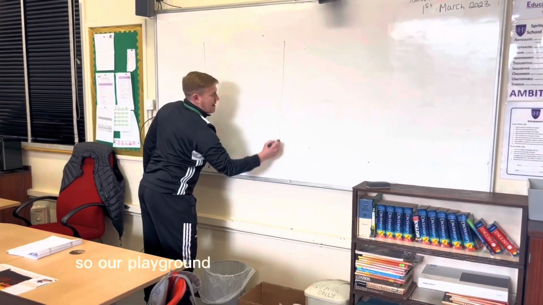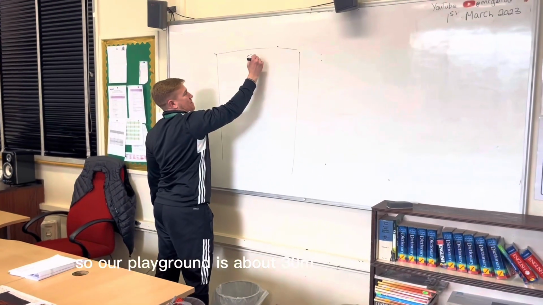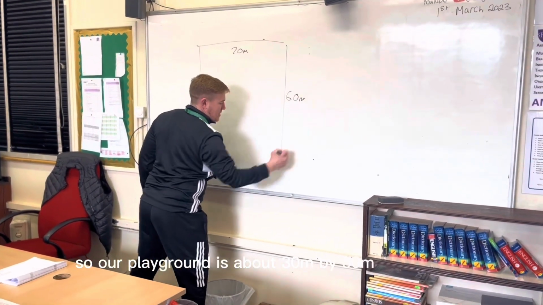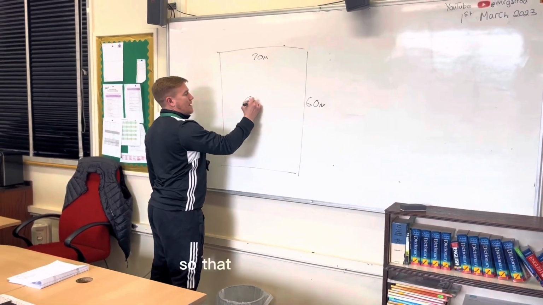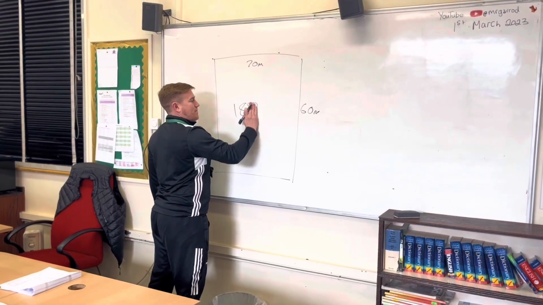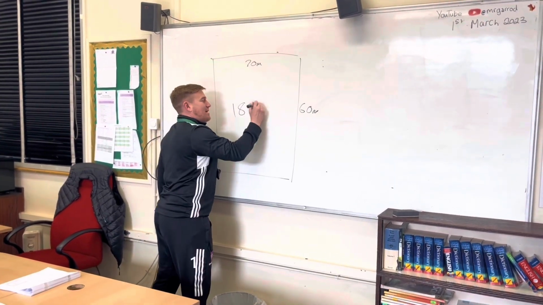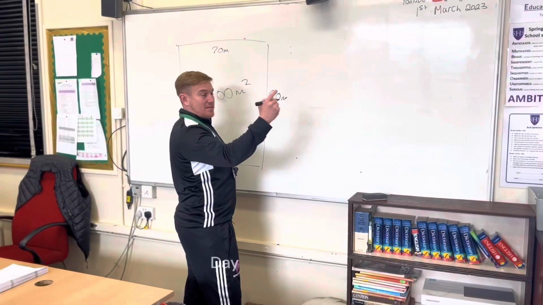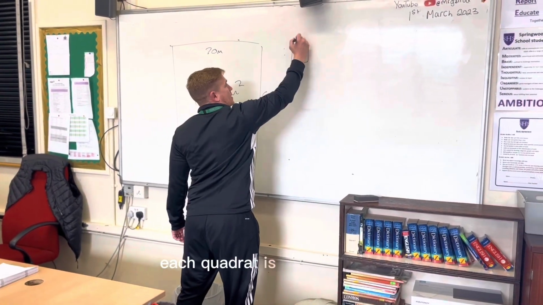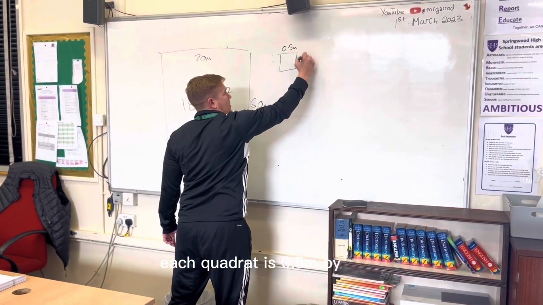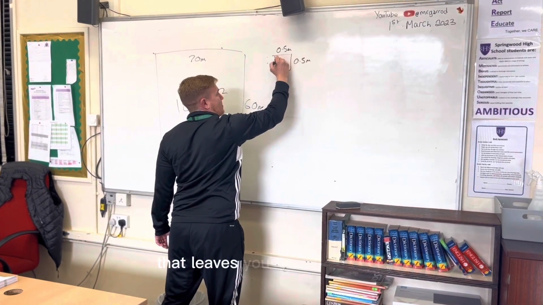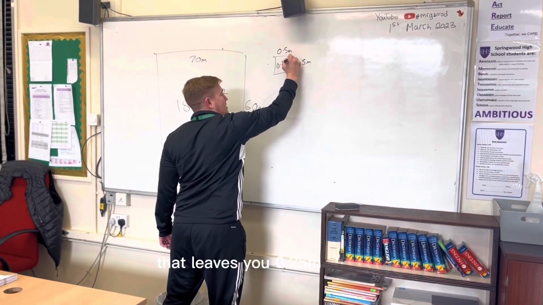So, a playground is about 30 metres by 60 metres, like we said. So that will leave us with 1,800 metres squared. Like Mr. Day showed you, each quadrat is 0.5 metres by 0.5 metres. That will leave us with 0.25 metres squared.